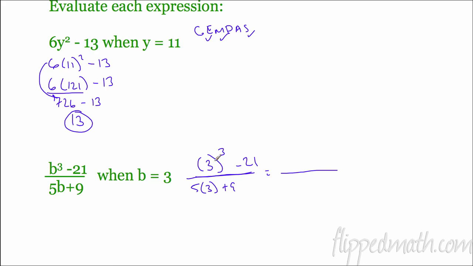On the top I have power and subtract, so exponent comes first. 3 to the third, that's 3 times 3 is 9 times 3 is 27 minus 21. On the bottom I have multiply and add. I need to multiply first. 5 times 3 is 15 plus 9. Still grouping, so I'm still going to do the top and the bottom. 27 minus 21 is 6. 15 plus 9 is 24. And our last step, divide, which in this case, if you divide that, you would get 0.25, or you could simplify it. 6 goes into 24 4 times, 1 over 4.